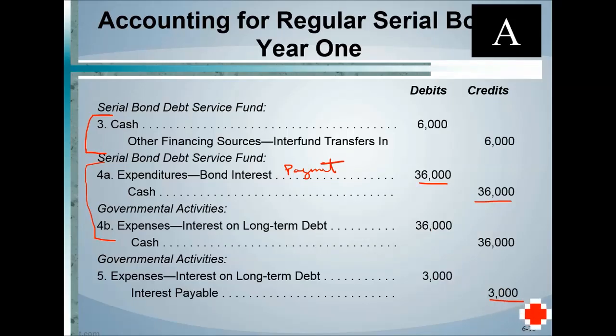Remember, interest payable is recorded in governmental activities, not in the debt service fund. As time passes, interest becomes payable. Our payable is generated through time passing. As time passes, we owe this interest, so that's why we record an interest payable.